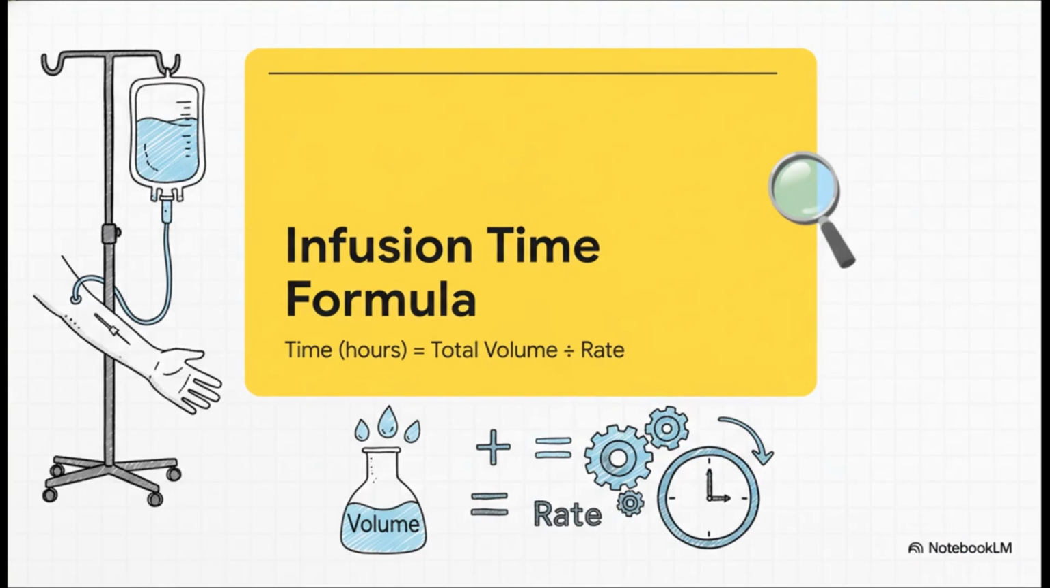The infusion time, and this is important, in hours, is just the total volume you have to infuse divided by the rate. Now, the key here, and this goes right back to controlling your units, is that your rate has to be in milliliters per hour. That's it. Total volume divided by rate. So let's put this thing to work.